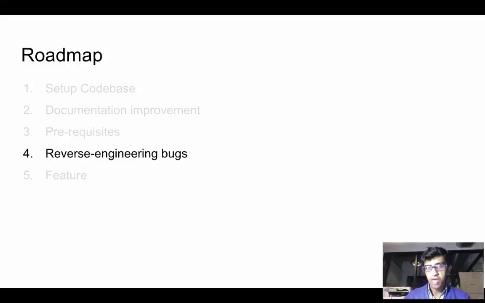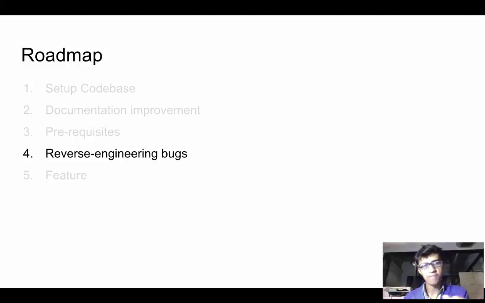Now, the best way to do that I found is to reverse engineer other people's bugs that have already been solved. So I'll explain more about that, but I've handpicked some bugs, and I'll show you how you can reverse engineer those, and you'll learn a lot by understanding how other people approached solving bugs. So the goal is you'll kind of map out the code base as you're solving those bugs.